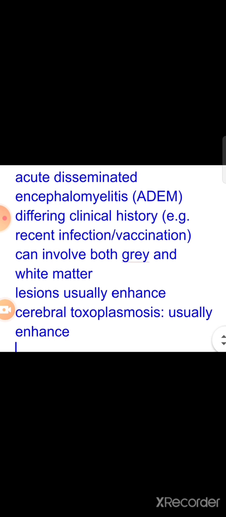Another differential is acute disseminated encephalomyelitis, in which there is again involvement of both gray matter and white matter, and there is a typical history of recent infection or vaccination, and the lesions usually enhance. And the last differential is cerebral toxoplasmosis, in which lesions enhance. There is another differential, immunodeficiency associated CNS lymphoma. Again, in this case, lesions usually enhance.